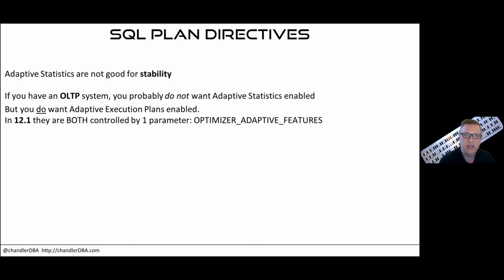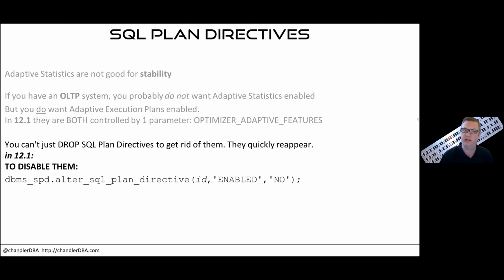The other thing that came in 12.1, adaptive execution plans, is good. Unfortunately, in Oracle 12.1 they're both controlled by a single parameter, optimizer adaptive features. So if you want to switch off adaptive statistics in 12.1, you can't switch it off without also switching off adaptive execution plans. So in 12.1, if you're using an OLTP system, it's a good idea to just go and disable the SQL plan directives.